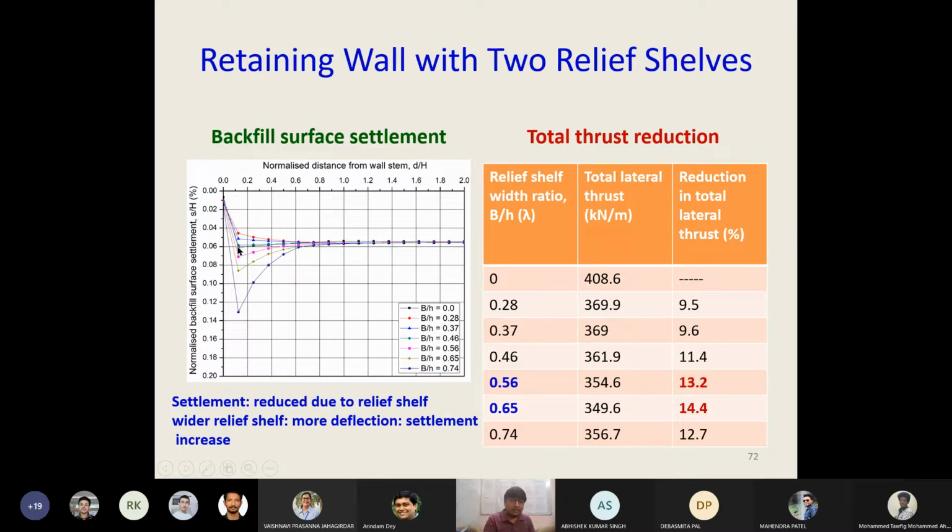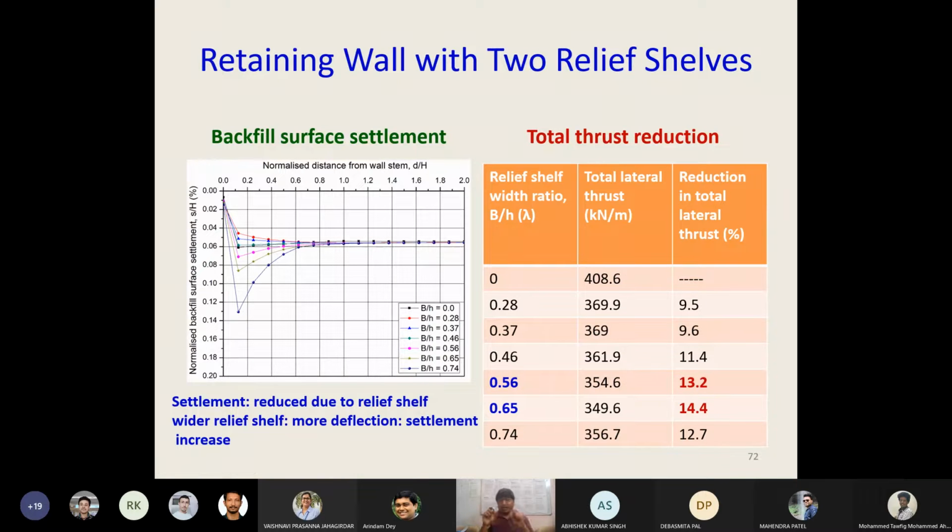So what we noted, if you can see this black line, though it is hard to see, this was the backfill surface settlement profile. However, once you introduce a relief shelf over there, because a stiff member is there, it is not letting the soil move downward, and that is why the backfill surface settlement near the wall is lower compared to a wall without any relief shelf. But once you keep on increasing the width of the relief shelf, note down that this backfill settlement keeps on increasing.